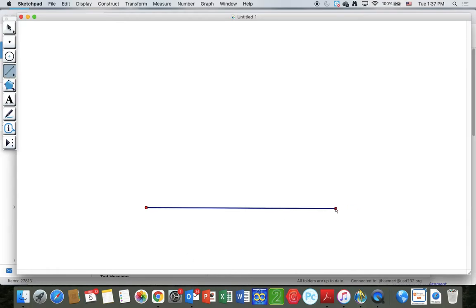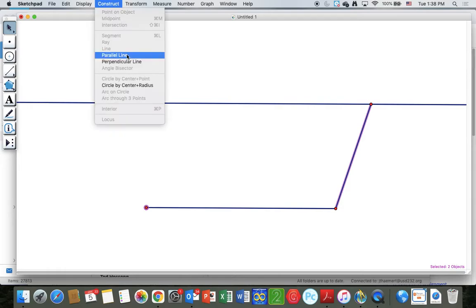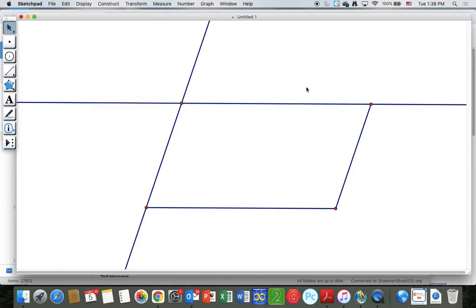So I'm going to start with a line segment, and then I'm going to put a point up here, and then we're going to create a parallel line from that point to this line. Perfect. Okay. Then we're also going to do a parallel. Well, first thing we need to do is connect these points, and then we'll do a parallel from this point to this line as well, and we'll construct a parallelogram. There we go.